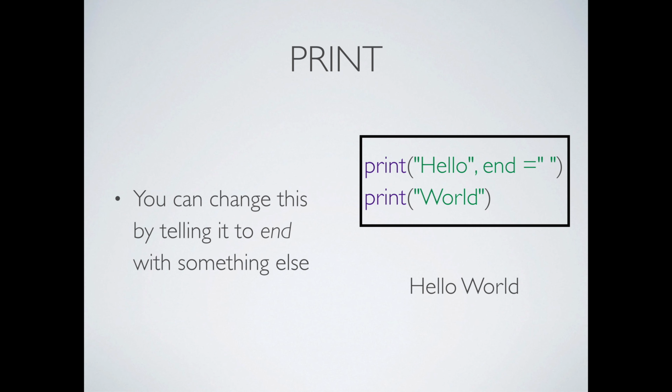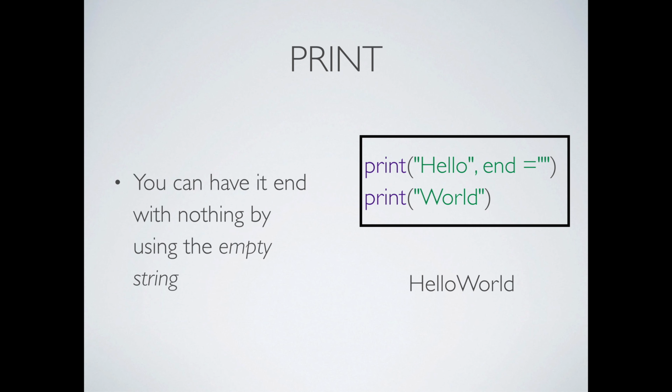Here's another example. end equals the empty string, right? Again, the empty string is the string that has nothing in it. So this is a way you could end it with basically nothing. So when you print this, hello and world will be right up against each other, right? Because you said, hey, instead of making a new line, you are going to end it with nothing. So this is a way that you can avoid the default behavior of the print statement.